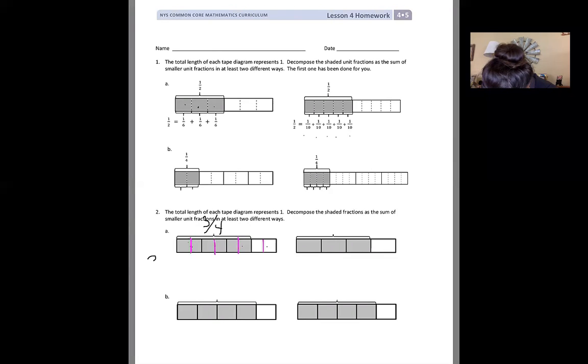We have 3/4 is equivalent or equal to 1/8 plus 1/8 plus 1/8 plus 1/8 plus 1/8 plus 1/8. Let's make sure I did that correctly. There are 1, 2, 3, 4, 5, 6 parts now. 1, 2, 3, 4, 5, 6, 6/8 there, which equals 3/4.